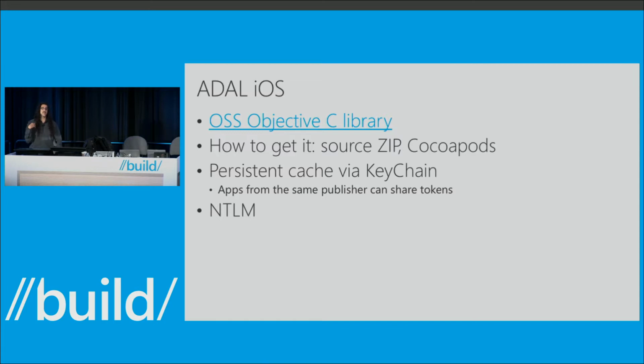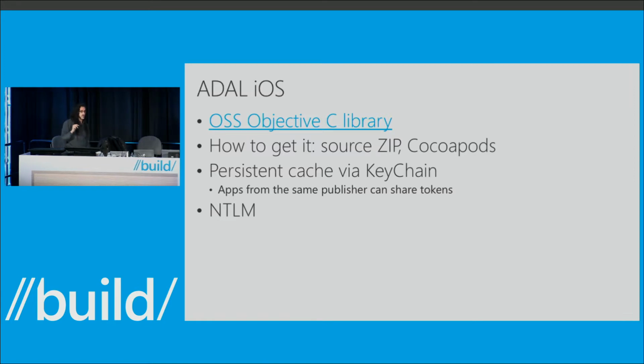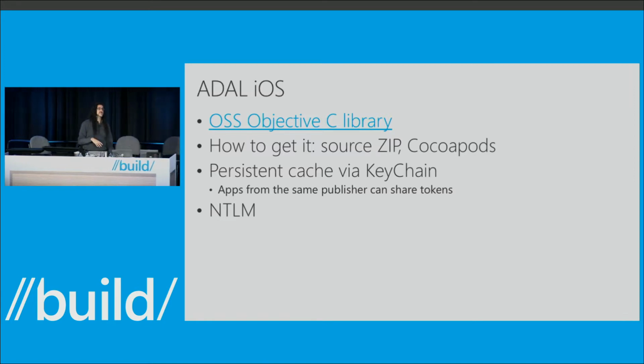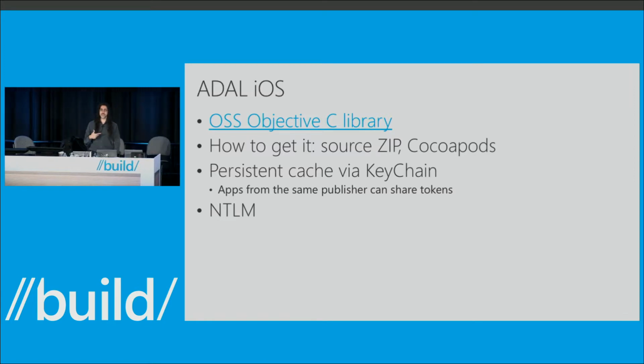So if you have more than one app, you can have all those apps share tokens, because apps from the same publisher can use the same portion of the keychain. And given that we use the keychain for saving the tokens, you can actually achieve SSO on the device across all the apps of your suite, which is pretty nice. And for intranet scenarios, we also support NTLM.